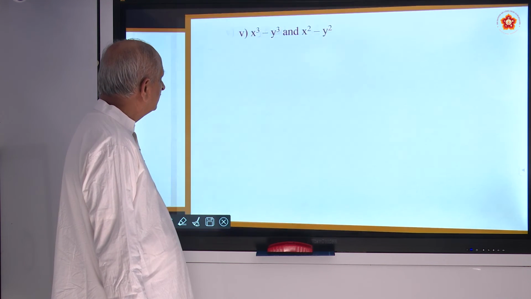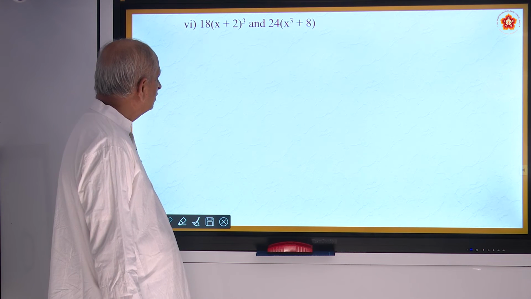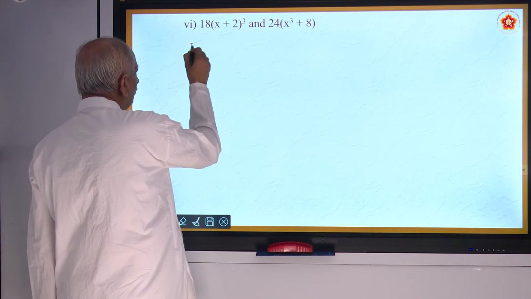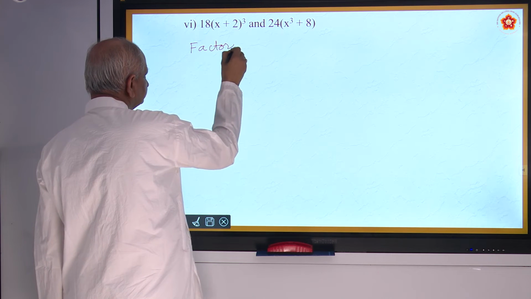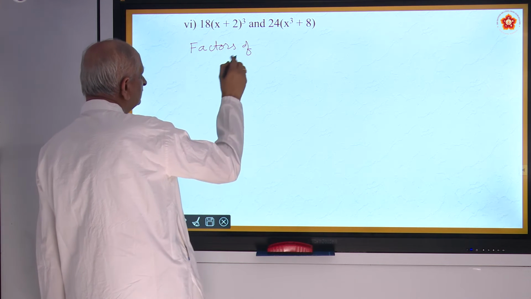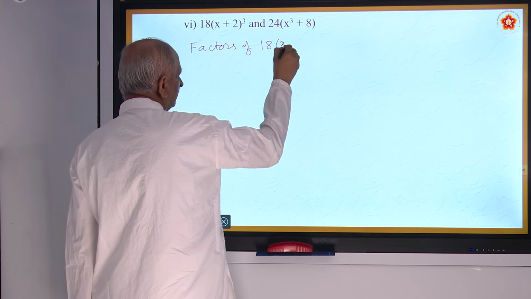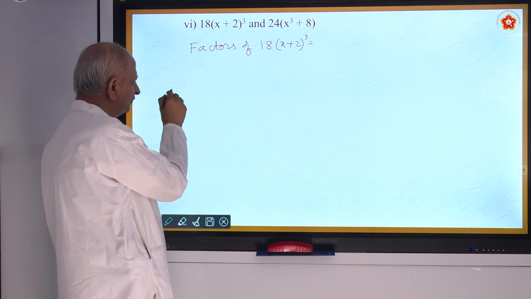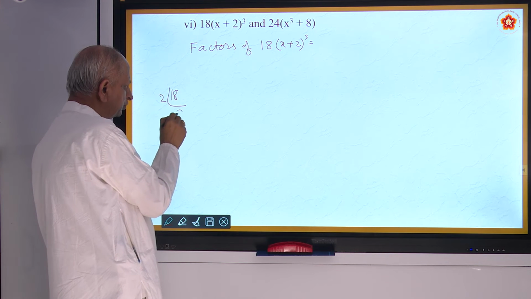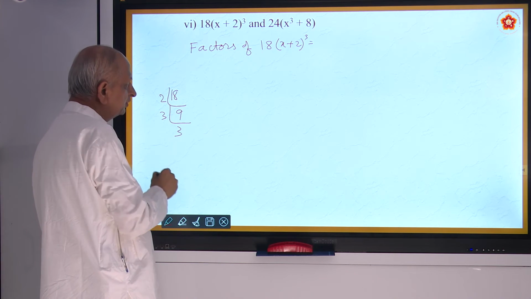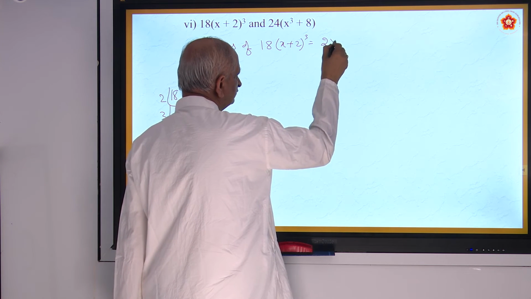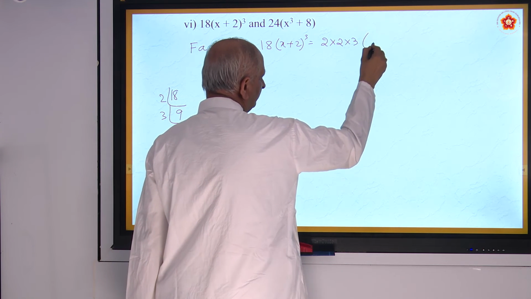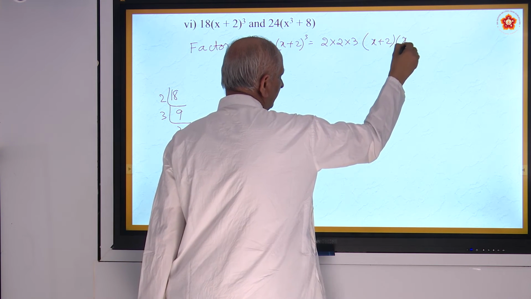So that is the end of this question. Coming to the last question here: 18 into x plus 2 whole cube. So factors of 18: how do you get the factors of 18? Divide by the prime factors. 2 9s are 18, 3 3s are 9. So 2 into 3 into 3. And x plus 2 whole cube means what? x plus 2 you must write 3 times.